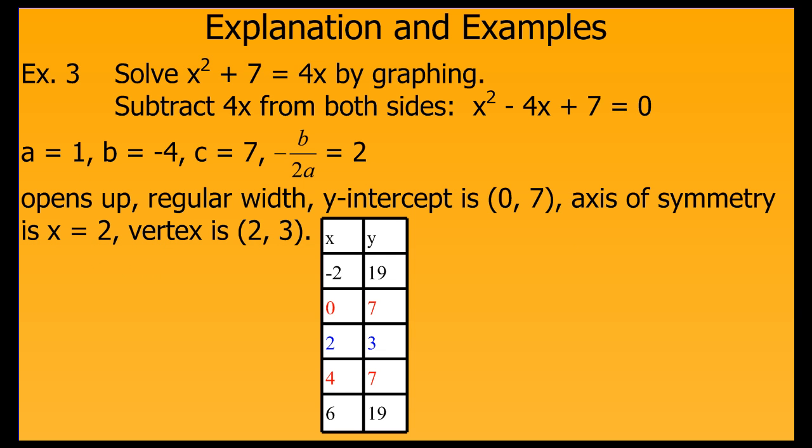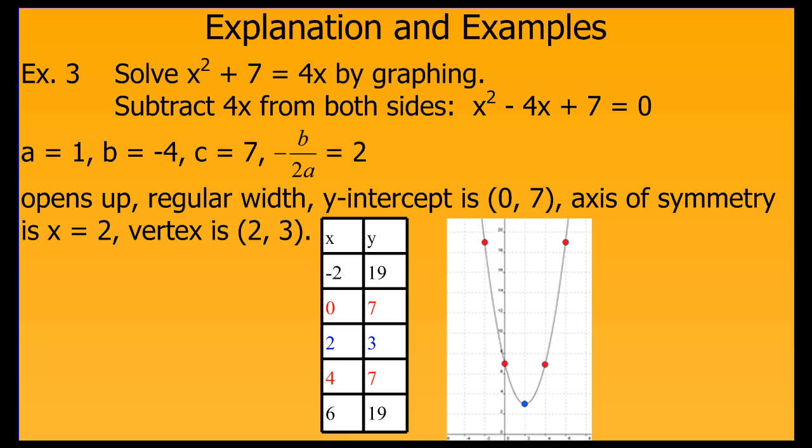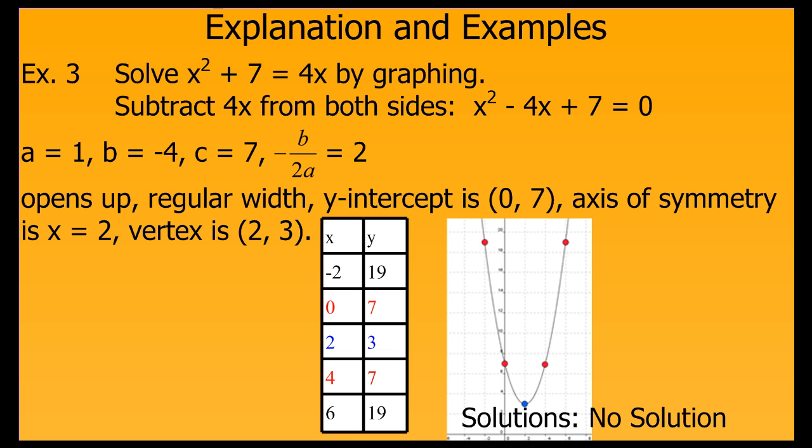So my table of values looks like this. And our graph looks like this. But we can see from our graph that the graph never intersects the x-axis. So therefore, it never equals 0 for y. So we have no solutions.